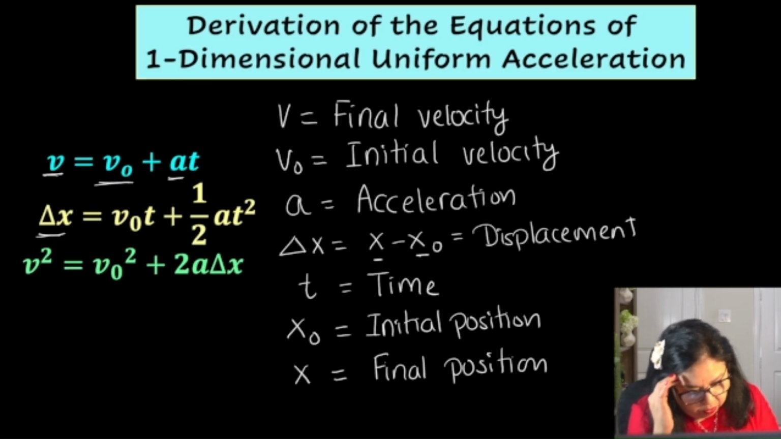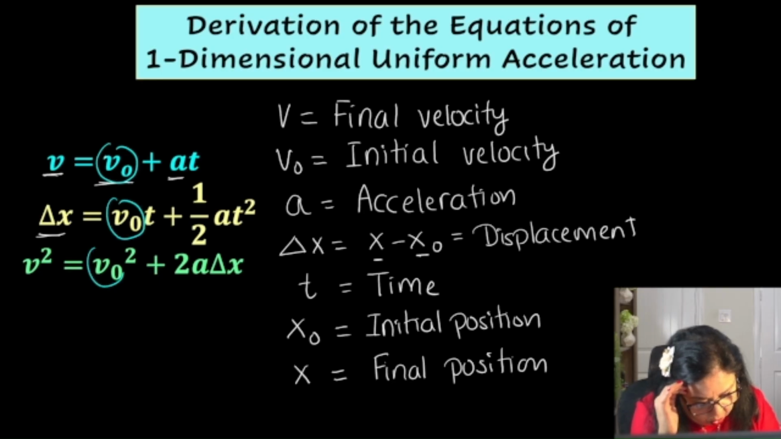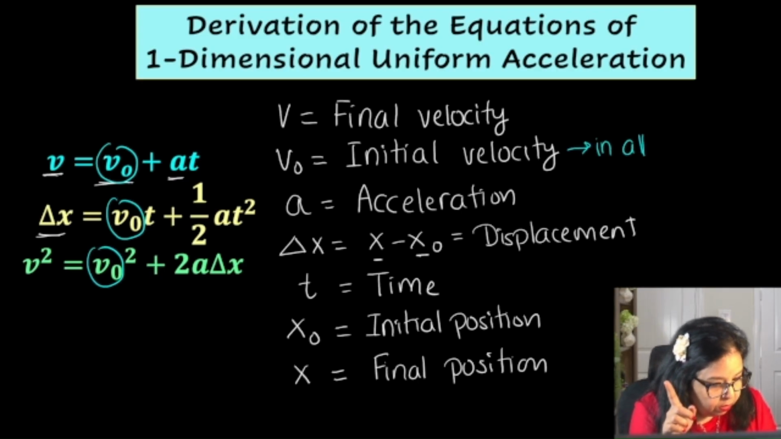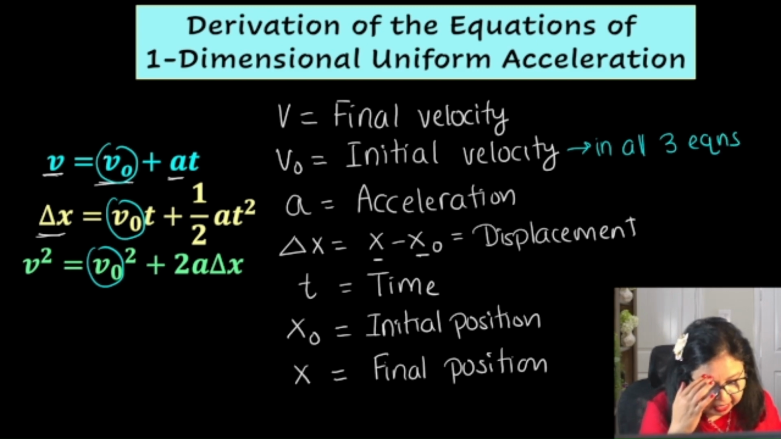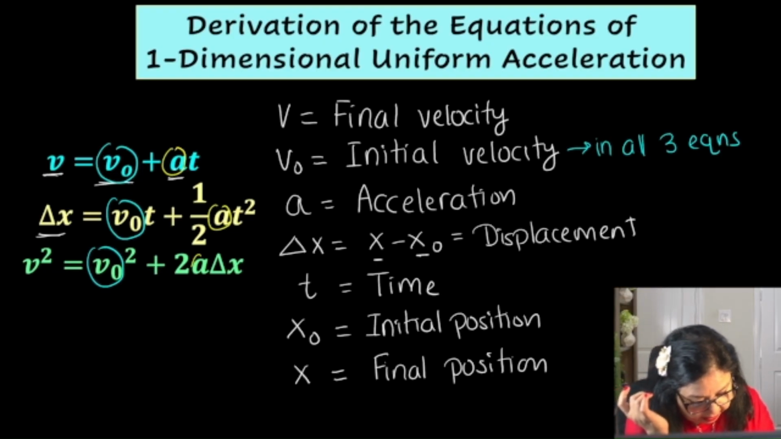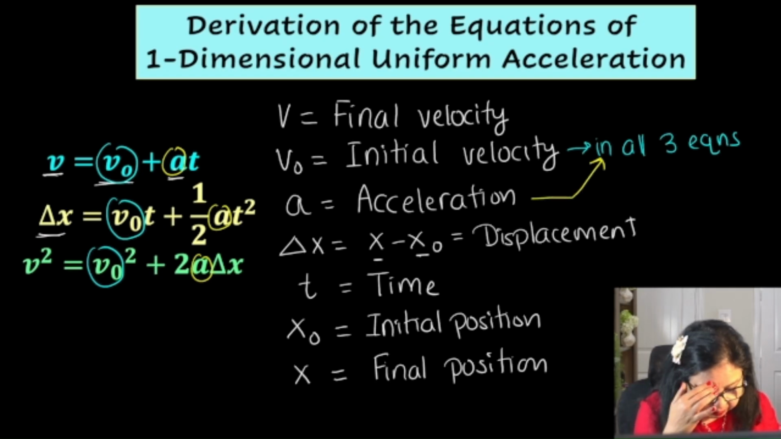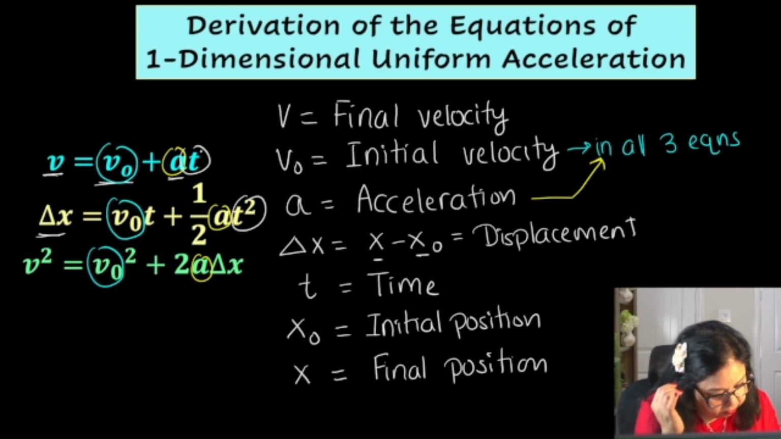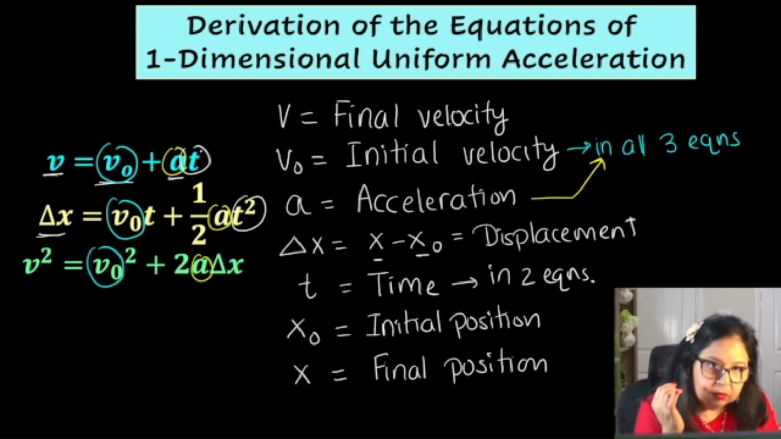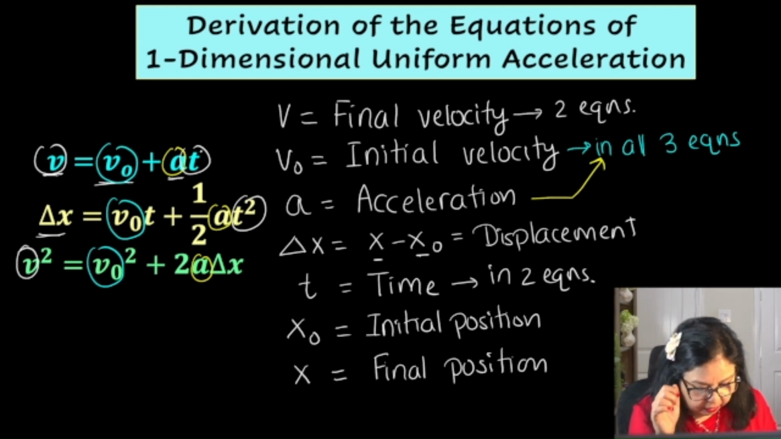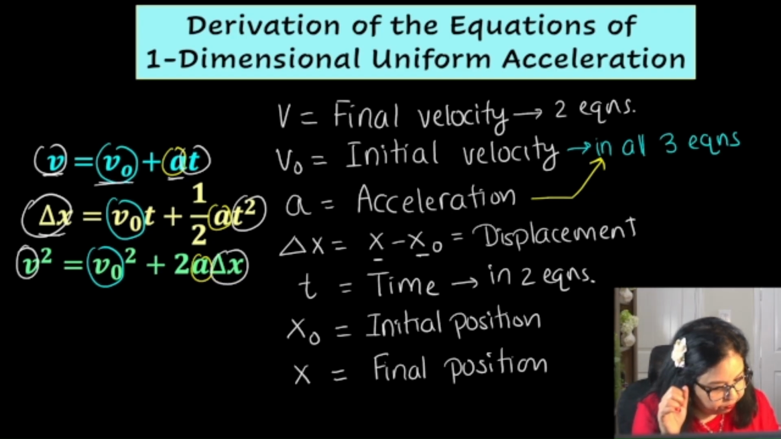Now, you will also notice that v naught is in all three equations. What else do we have in every single equation? Is there anything? Sure is. Acceleration. Acceleration is also in all three equations. And time t is in the top two equations. All right. And then we have v, which is final velocity. It is in two equations. And we have delta x, that's in two equations as well.